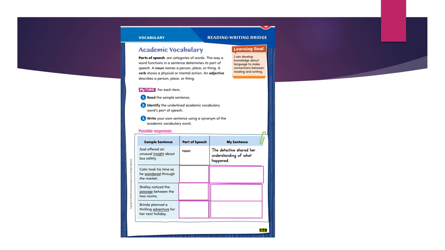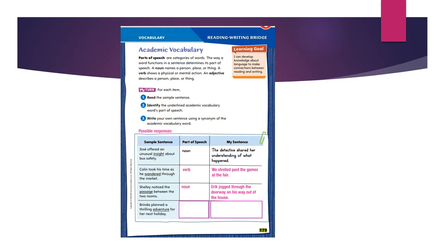Let's go into wandered, for example. So wandered is a verb. For example, we strolled past the games at the fair. Another sentence: Shelley noticed the passage between the two rooms. Noticed what? The passage. So, of course, passage here is, yes, excellent, a noun. Then we can put it into a meaningful sentence. It doesn't have to be the same sentence here, but the student can create his own sentence, like, Eric jogged through the doorway on his way out of the house.